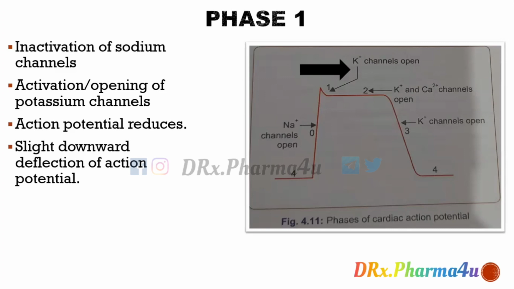You can see clearly that there is a slight reduction in that graph. Potassium channels have opened, due to which the rapid depolarization that was happening has now reduced. So there is a slight downward deflection of the action potential. You can see from the diagram very clearly that when sodium channels opened, there was a drastic increase in action potential. And when potassium channels opened, sodium channels got deactivated, as a result of which there is a downward deflection.